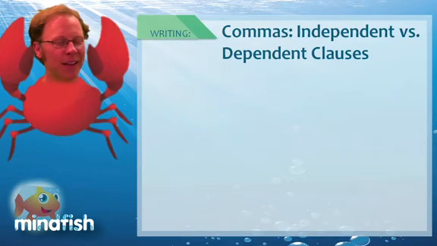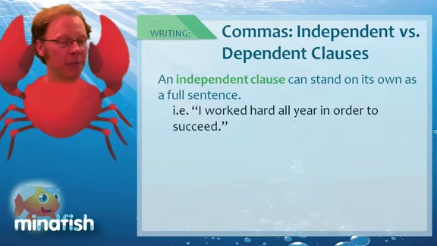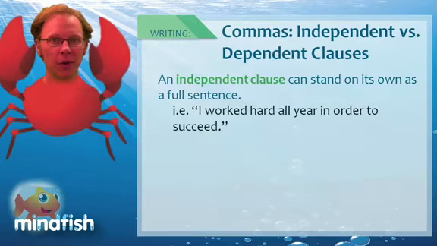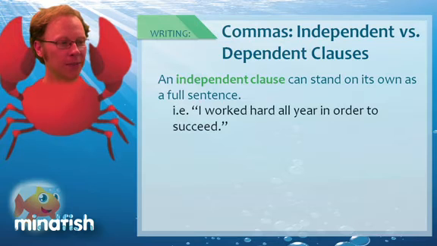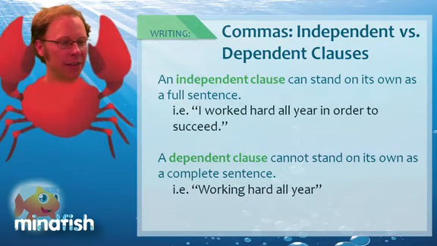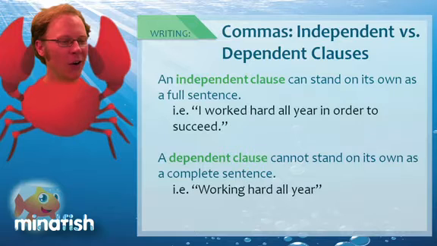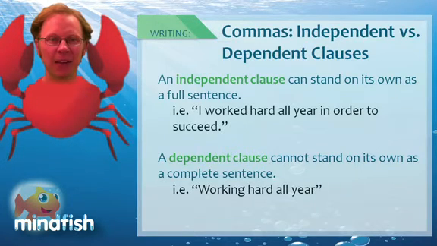Here we go. The first thing to know about commas is the difference between independent and dependent clauses. An independent clause could stand on its own as a full sentence. For example, this is an independent clause. I worked hard all year in order to succeed. On the other hand, a dependent clause cannot stand on its own as a complete sentence. For example, the following is a dependent clause and therefore an incomplete sentence. Working hard all year.